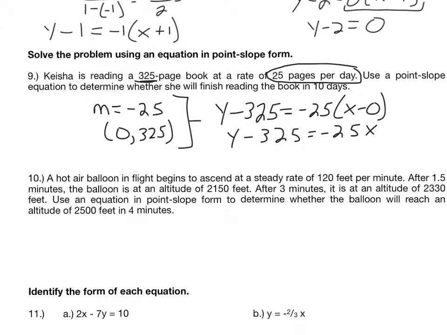So that would just be y minus 325 equals -25x. Okay, and now that we have the equation in point slope form, we want to determine whether she will be able to finish the book in 10 days. So 10 days would mean x would equal 10. So you would just plug in 10 for x. That's y minus 325 equals negative 25 times 10, which would be y minus 325 equals negative 250. And if we add 325 on both sides, we would get y equals 75.